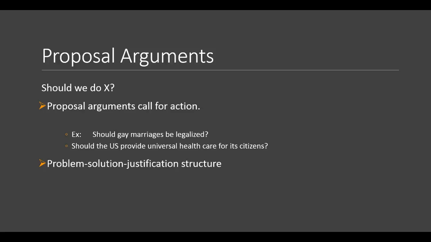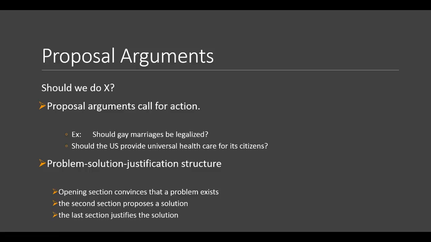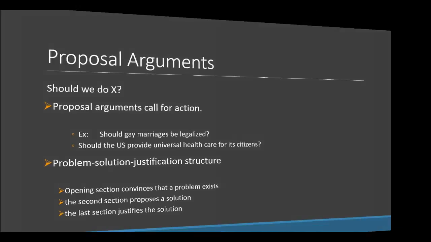The most typical strategy for making proposal arguments is to follow a problem-solution justification structure, whereby the opening section convinces the audience that a problem exists. The second section proposes a solution to solve the problem, and the last section justifies the solution by demonstrating that the benefits of acting upon the proposal outweigh the costs or the inherent rightness of the solution.